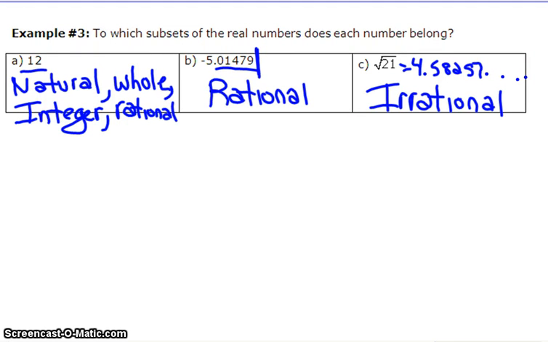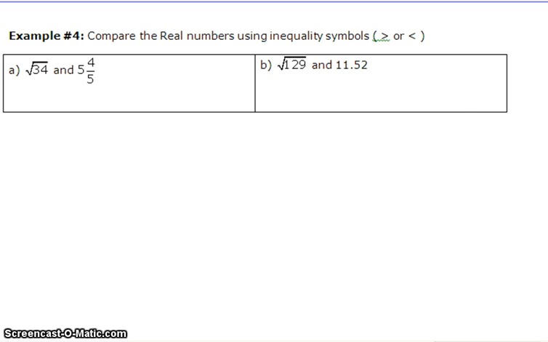Okay, in the last video, we found square roots and we classified real numbers. This is where we left off. Now we're going to compare real numbers and graph real numbers.